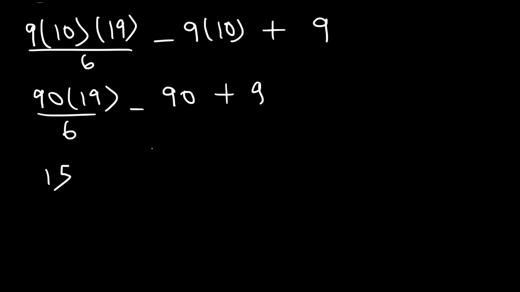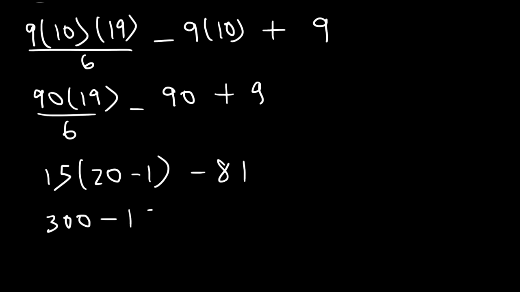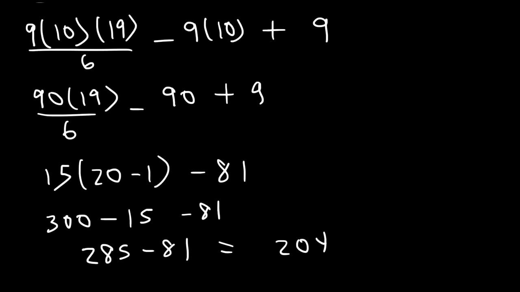So we have 15 times 19. And 19 is just 20 minus 1. Negative 90 plus 9, or 9 minus 90, that's negative 81. Now 15 times 20 is 300, and 15 times 1 is 15. So 15 times 19 is really 285. 285 minus 81 is 204. And that is the final answer.